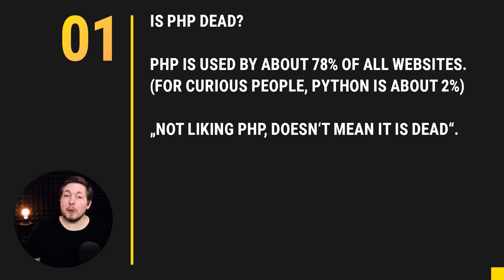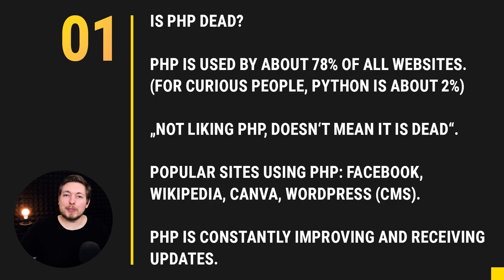Of course, Python is also an amazing language to use for web development if you want to use Django as a framework, but PHP is just the more popular language when it comes to specifically web development. So just to mention a couple of websites that do use PHP, we have Facebook, which uses a version of PHP. We also have Wikipedia. Canvas is also a very popular website that uses PHP.